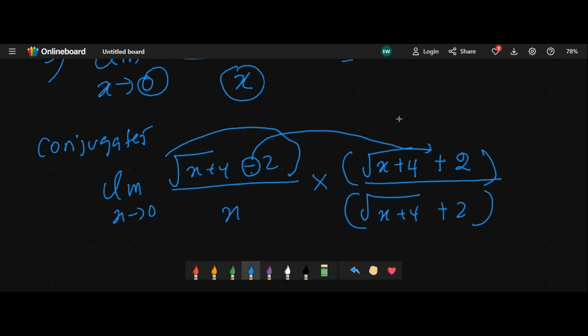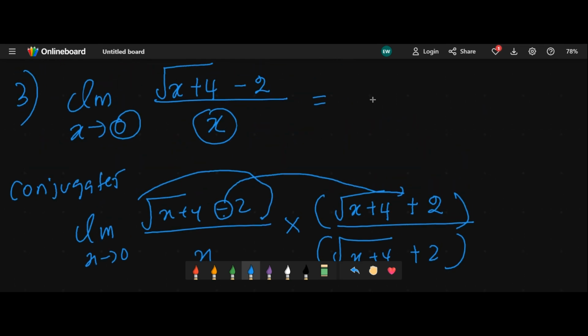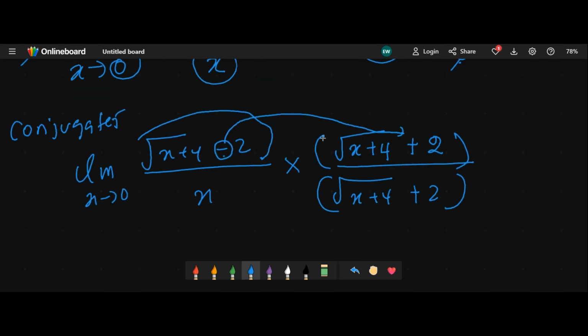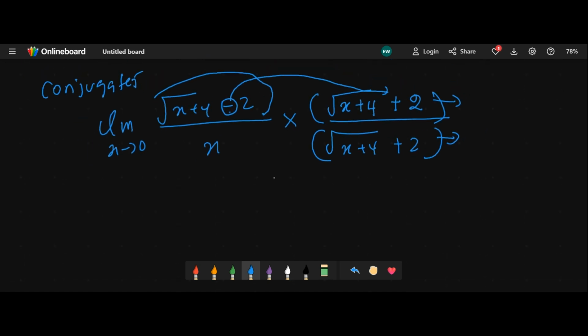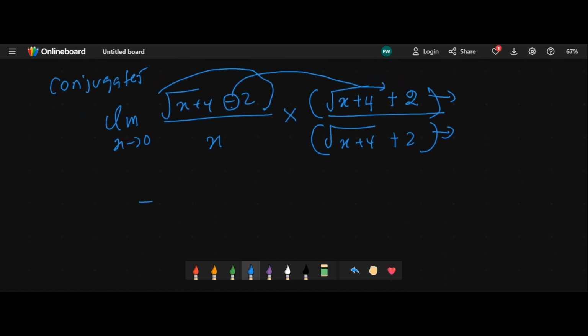Think of it like this: you have a number 10. If you multiply it by 5 by 5, what is that? It is 10. Why? Because 5 divided by 5 is 1, so it is not going to affect the 10. Same thing: we multiply the numerator and the denominator by the same thing, so it is not going to affect the question.